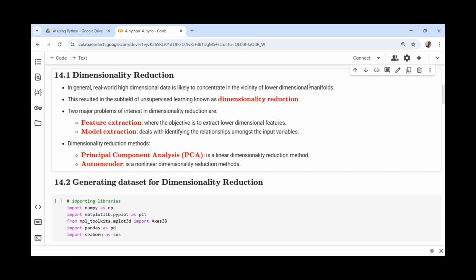Here we will be mostly focusing on the feature extraction aspect, and two of the major algorithms in this category are principal component analysis, which is a linear dimensionality reduction method, and autoencoder, which is a nonlinear dimensionality reduction method. In the next two lectures, we will be discussing PCA and autoencoder respectively.